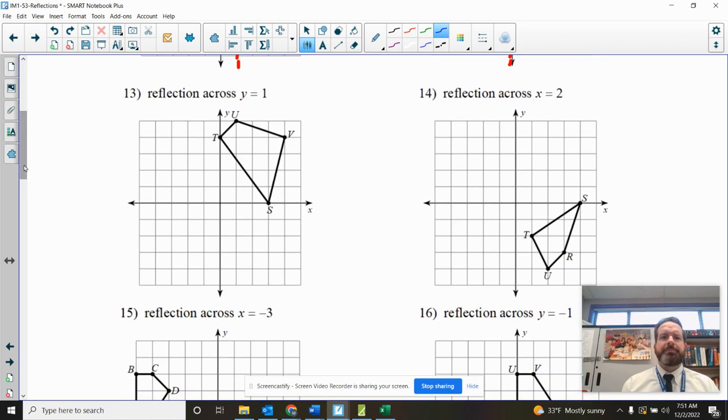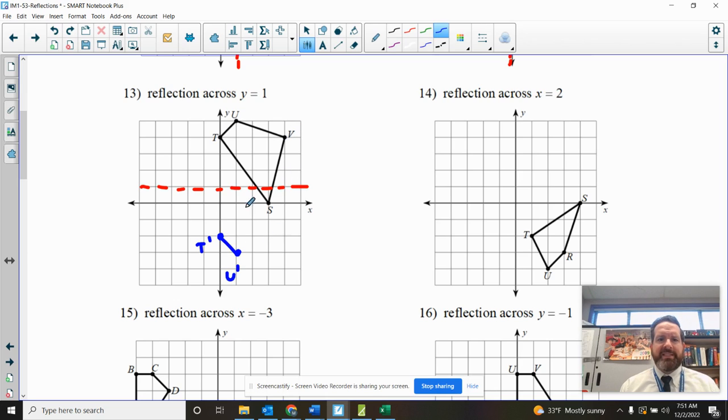Next up, reflection across y equals 1. You need to know that y equals 1 goes straight across at a height of 1. So T, currently 3 spots above the line, so T prime, 1, 2, 3 spots below the line. Make sure you're counting from the line you drew. U is 4 spots up, so U prime is going to be 4 spots down.